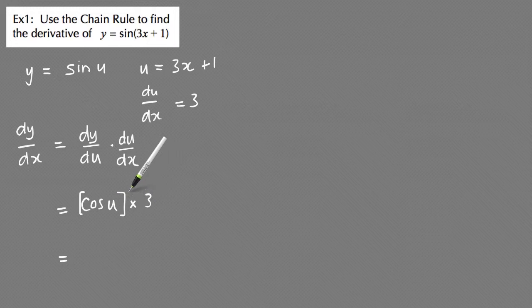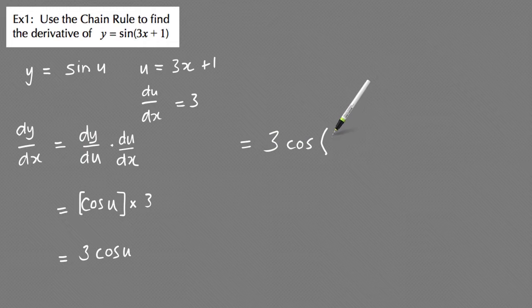So I'll put it in the big bracket so that I'm timesing the whole thing by 3, so that becomes 3 cos of u. Then you just put back what u is equal to, 3x plus 1, and you end up with 3 cos of 3x plus 1, and that's the derivative of this function here.